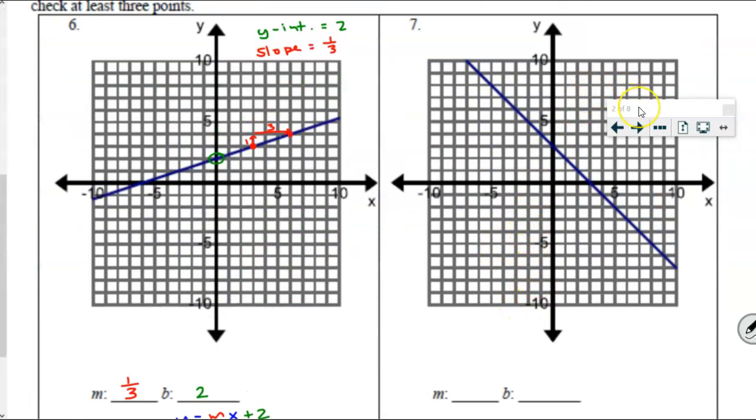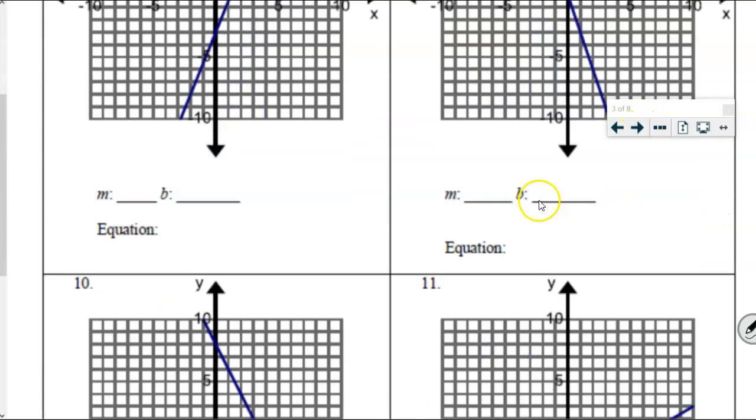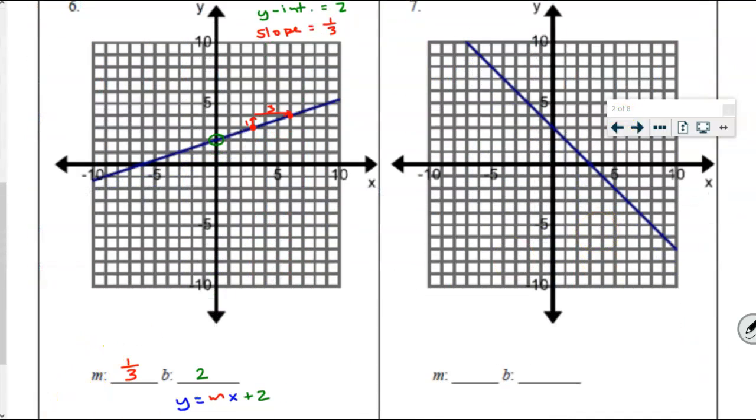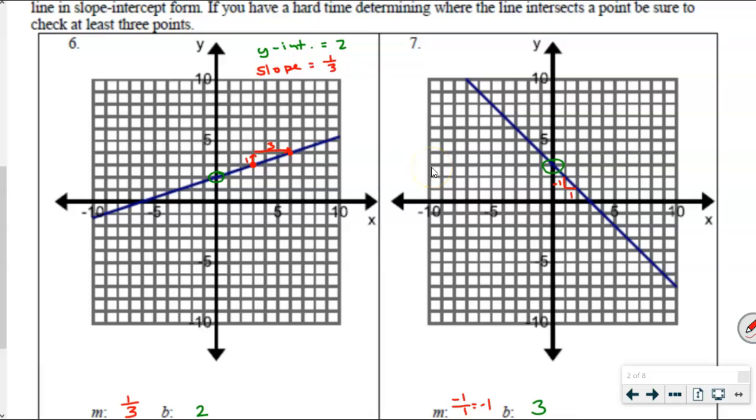So pause recording until you have 7, 8, 9, 10, and was it 11? How far does it go? 11. Yep, 7, 8, 9, 10, 11. Get those done and then continue the recording. Pause recording now.